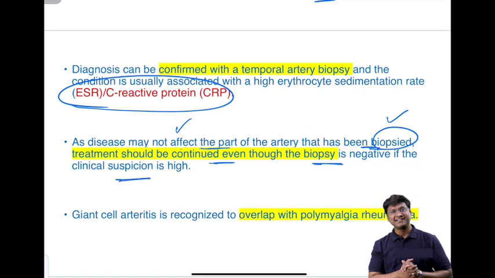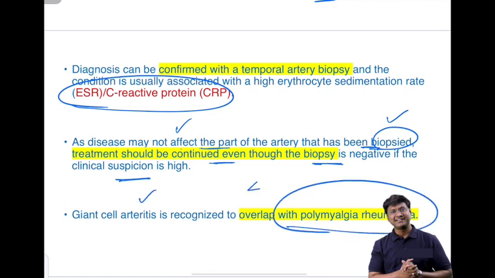So the place from where you have taken the biopsy may not be showing the granulomatous inflammation. So you should not think that it is not giant cell arteritis. If the clinical suspicion is very highly suggestive of giant cell arteritis, irrespective of your biopsy, you need to start the corticosteroids. And in almost 40% of patients, giant cell arteritis overlaps with polymyalgia rheumatica.